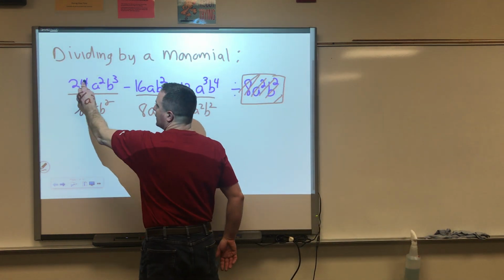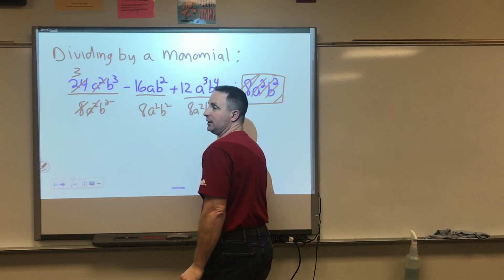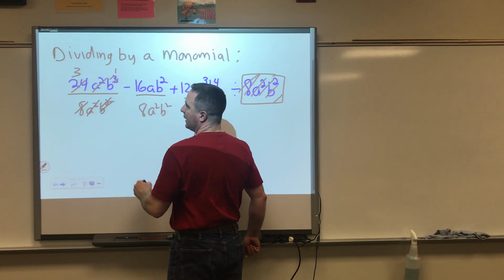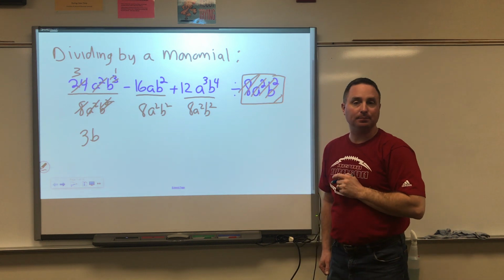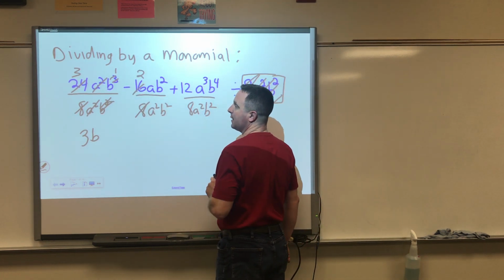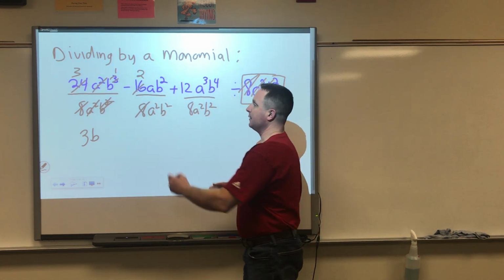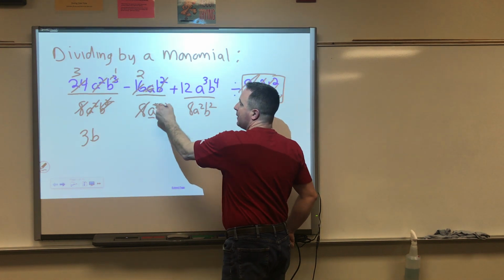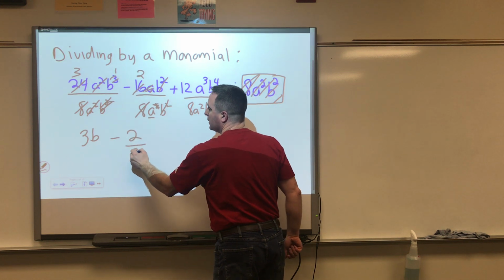Okay, well 8 goes into 24 3 times. The a squareds cancel. And then these two b's leave me with 1 left over. So I end up with just a 3b for the first term. Okay? When I go to the middle term, 8 goes into 16 2 times. Now look at these a's. There's 1 on the top and 2 on the bottom. That one goes away, leaving me with just 1 a on the bottom, and the b squareds cancel. So here I get a negative 2 over a.